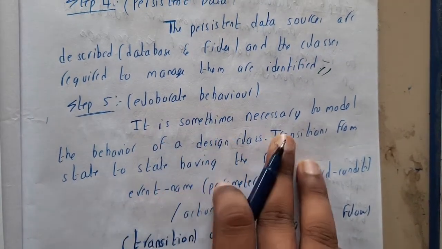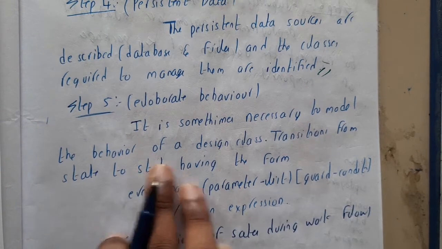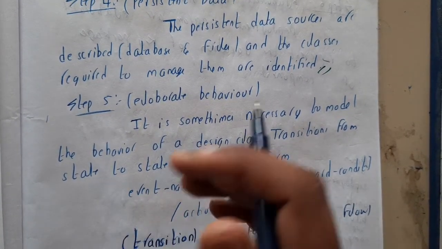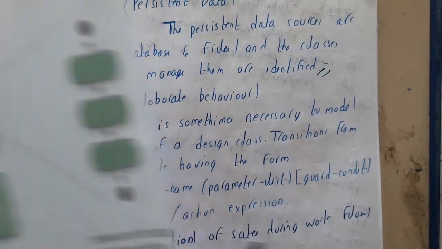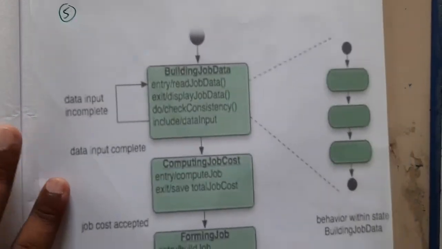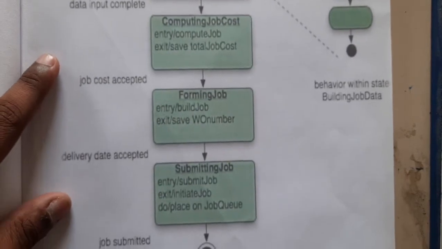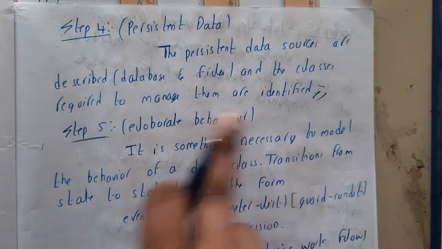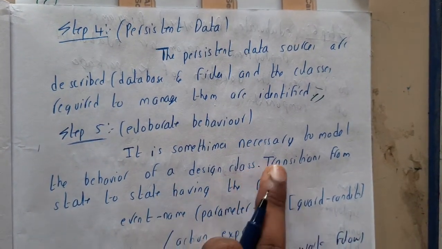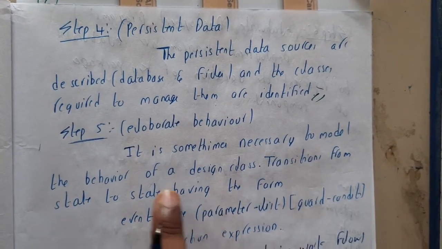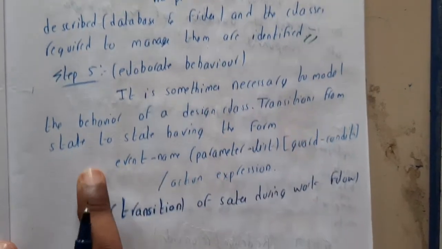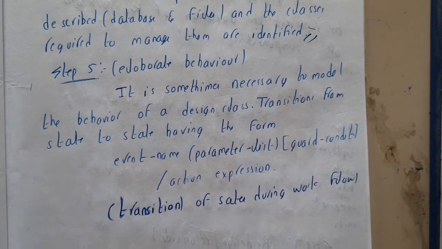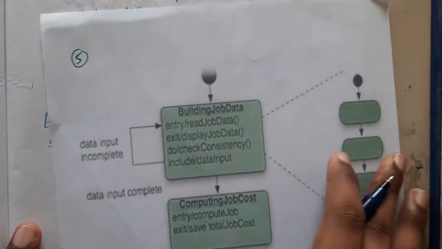Step 5 is nothing but elaborate behavior. It is sometimes necessary to model the behavior of a design class, transitioning from state to state. If you notice here is the diagram for it. Here we are elaborating it in detail, right? We wrote the steps, what are the functions it can do and everything. That is nothing but elaborating behavior. Transitions from state to state have the form event name with attributes, like that.